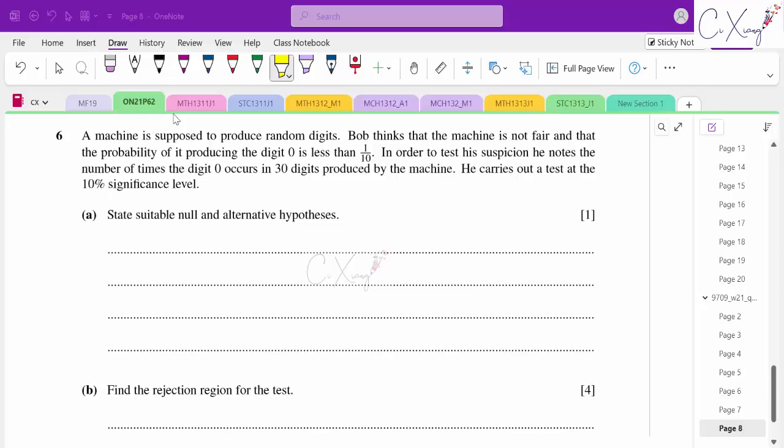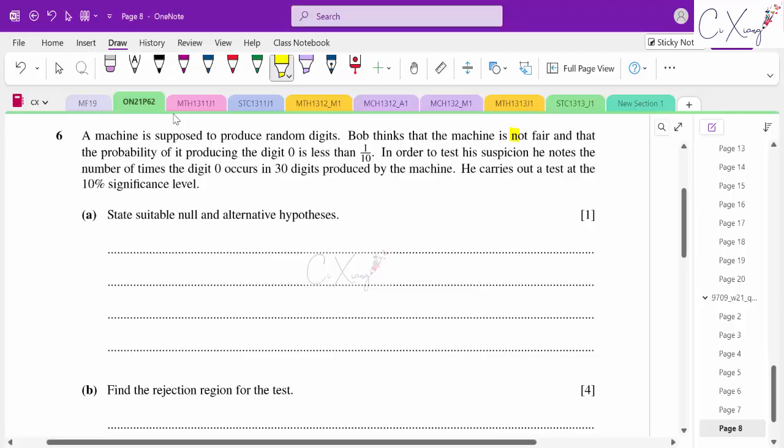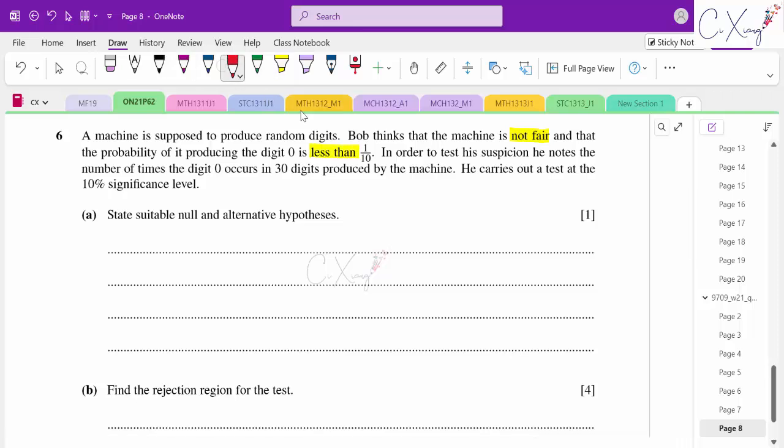Question number 6. A machine is supposed to produce random digits. Bob thinks that the machine is not fair and that the probability of it producing the digit 0 is less than. Highlight the keyword less than. Again, this is a test question and this will be your keyword to set up the alternative hypothesis.